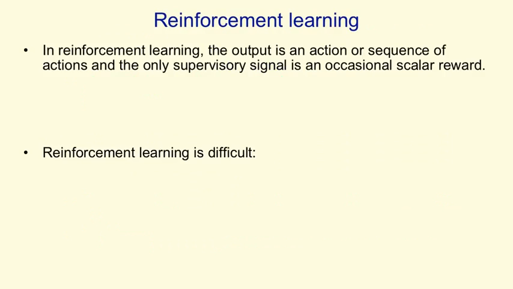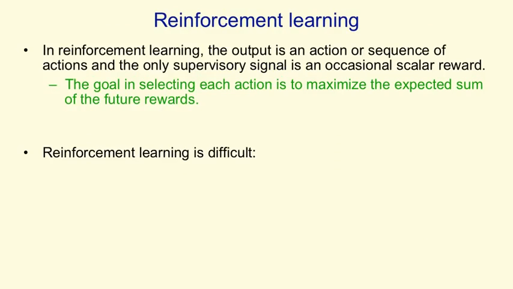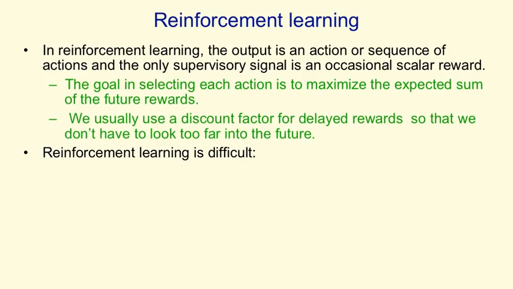In reinforcement learning, the output is an action or sequence of actions, and you have to decide on those actions based on occasional rewards. The goal in selecting each action is to maximize the expected sum of the future rewards, and we typically use a discount factor so that you don't have to look too far in the future. We say that rewards far in the future don't count for as much as the rewards that you get fairly quickly.